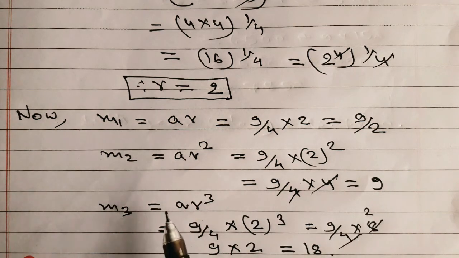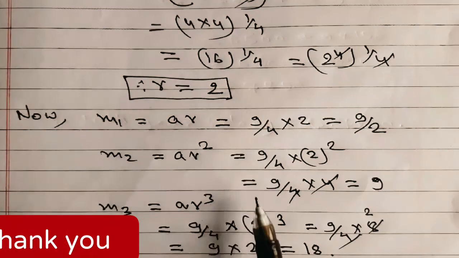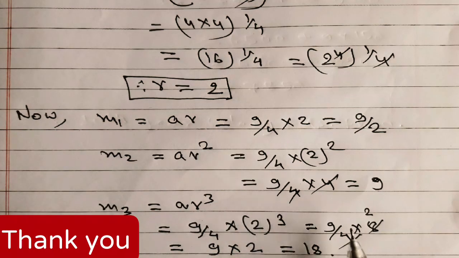Now the third geometric mean, M3, is equal to AR cube. The value of A is 9 by 4 and the value of R is 2. 2 whole cube means 2 times 2 is 4, times 2 is 8. So 9 by 4 into 8. 4 twos are 8, that means 9 into 2, 18. Therefore the value of the third geometric mean is 18.